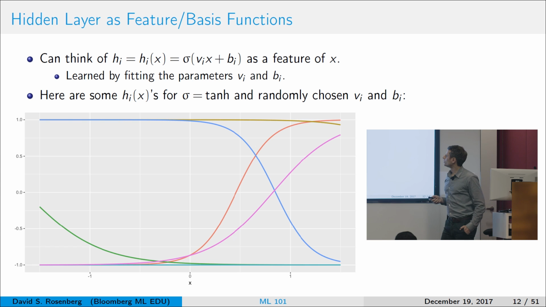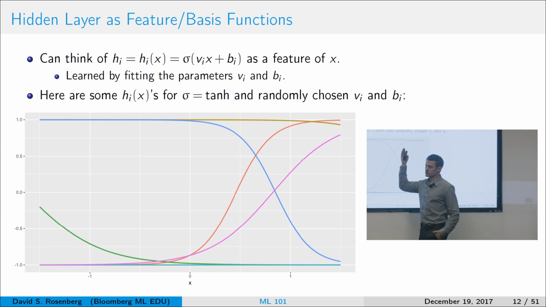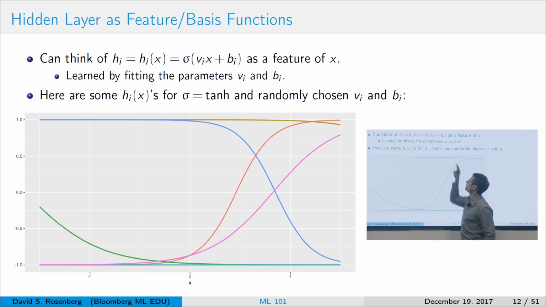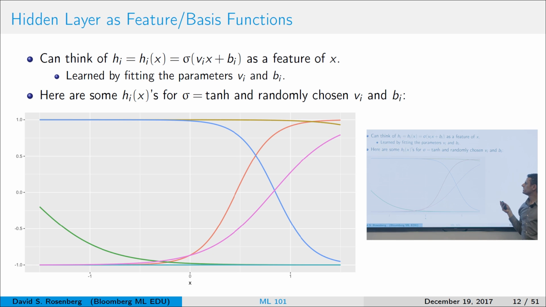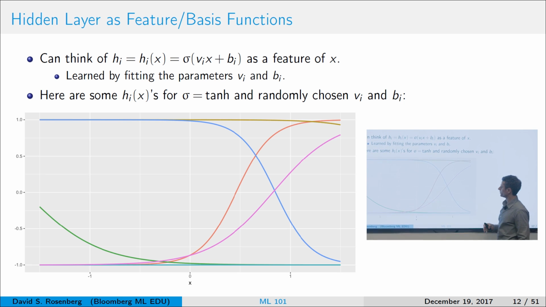All right. So for the hyperbolic tangent activation function, the feature functions, the h_i's, the hidden nodes, will be of the form tanh(v_i x + b_i). And what I've done here is I've taken some random samples of the parameters v_i and b_i just to see what types of feature functions we get. And here's what they look like.